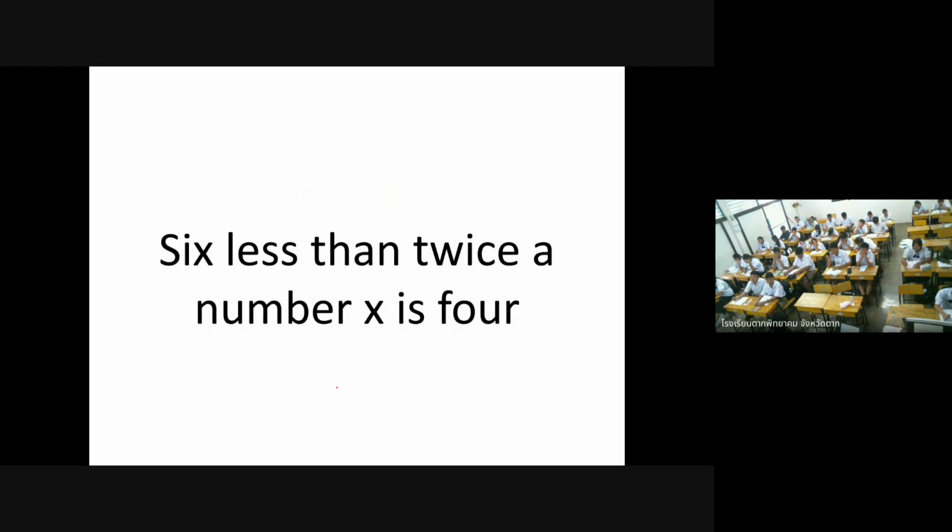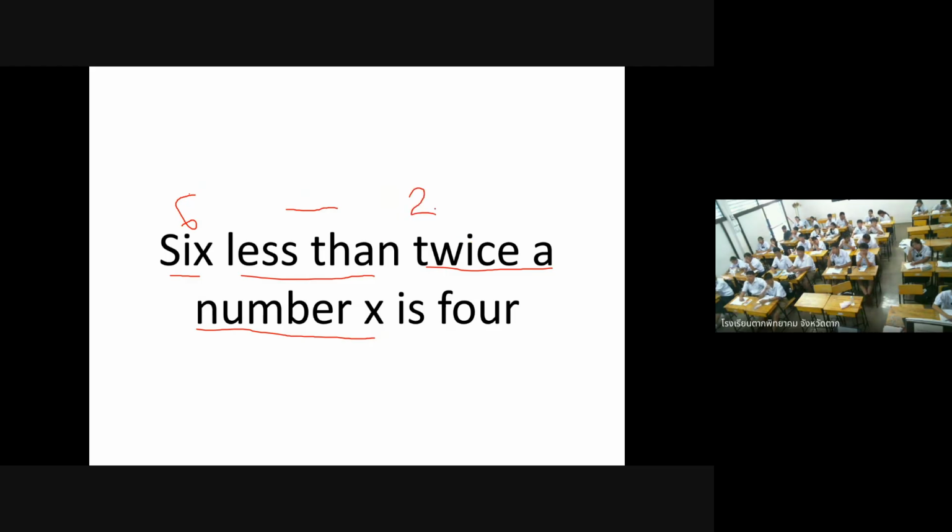So again, the topic is about translating statements into linear equations. That is the last topic that we studied last week. If we have this one, 6 less than twice a number is 4, how do we write it into an equation? Less than means subtract. Twice a number: twice means times 2. If the number is x, 2 times x is 2x.